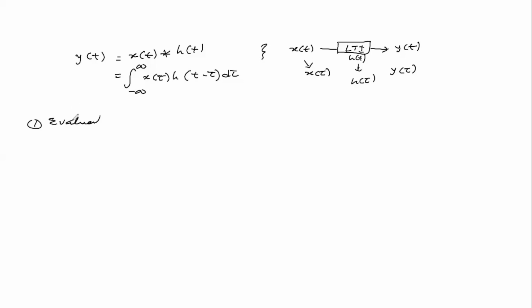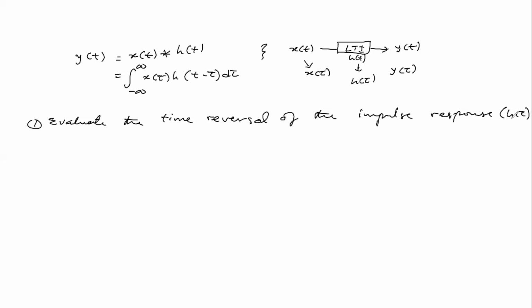Evaluate the time reversal of the impulse response. So it means that of the impulse response h of tau, right? That will give us h of negative tau, right? So it is reflected about the time scale.